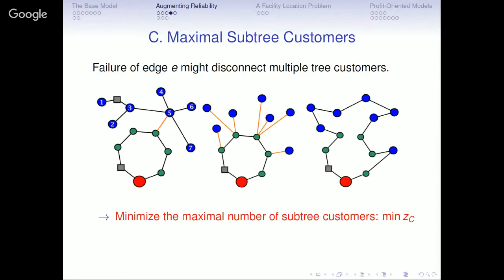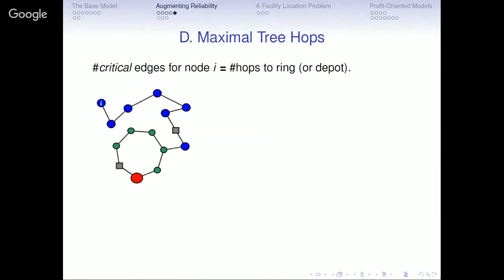And I'll give you a fourth idea of what we could do to increase the reliability of the tree customers in these networks. Let's look at this example. It's a little bit similar to the one before, right? If we cut off this edge here, then everybody is disconnected. Every tree guy is disconnected. But it has a different structure, and we can think of it from a different point of view. There is the leaf customer here, which is customer I. Customer I gets disconnected whenever one of the edges that connect it on the path to the ring fails.